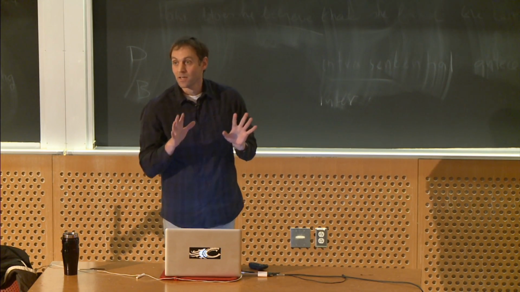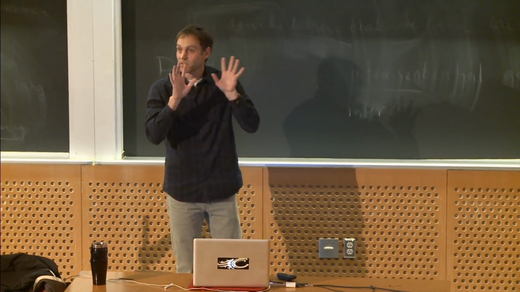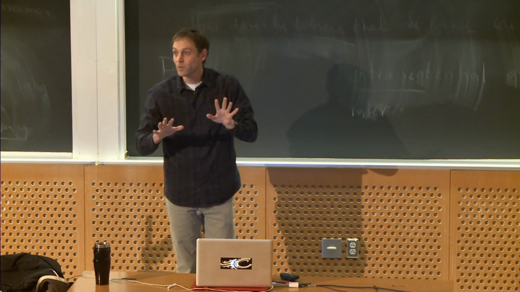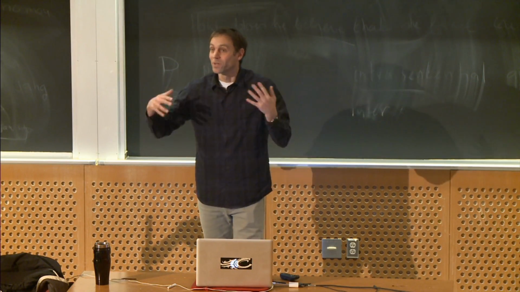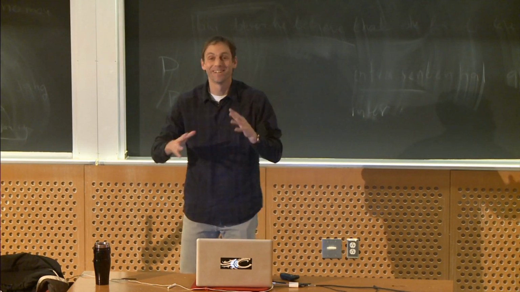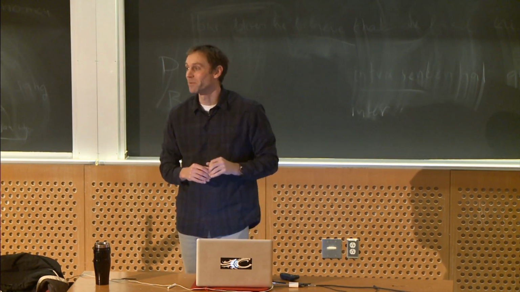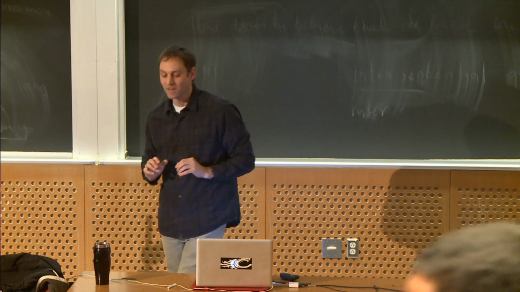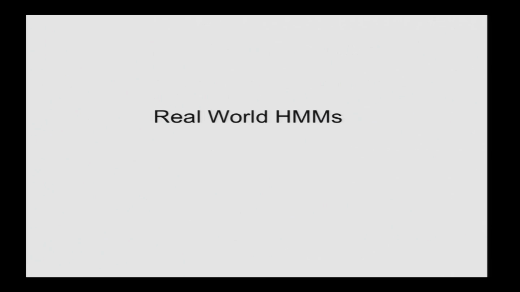And I want to emphasize, for this simple HMM that we talked about, you can kind of see what the answer is going to be. But if you have any interesting real-world HMM with multiple states, there's no way you're going to be able to see it. I mean, maybe you could guess what the answer might be, but you're not going to be able to be confident of what that is, which is why you have to actually implement it. Okay. All right, good. All right, let's talk about a couple of real-world HMMs.